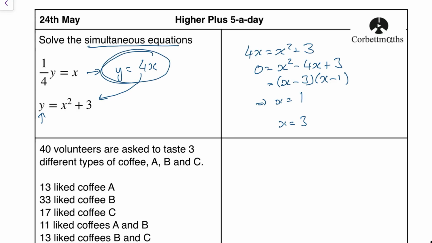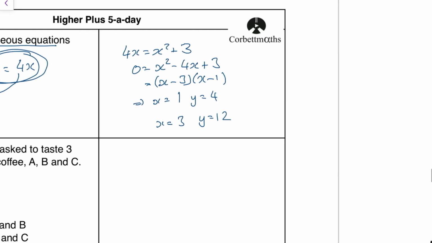Note the gap I'm leaving to make it really obvious for the next step. Then from here, y equals 4 times x. So if x equals 1, y is equal to 4. And if x equals 3, y is equal to 12. It doesn't say this, but I think coordinates are a little bit neater. So my answer is going to be (1, 4) and (3, 12). The GCSE will tell you how to answer that question.